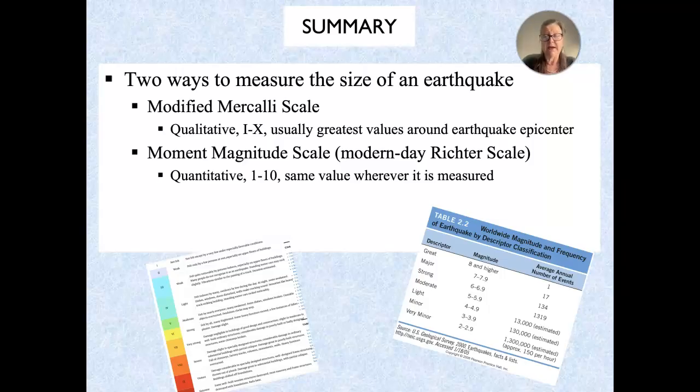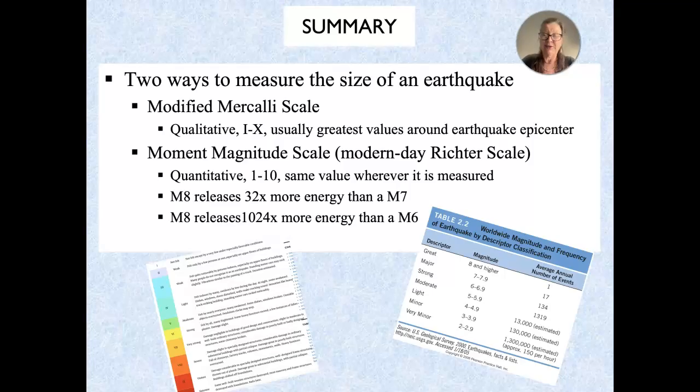So if there's an earthquake in California, let's say it's a magnitude 7, Japan would measure it on their instruments as a magnitude 7, and New York would measure it on their instruments as a magnitude 7. So the number would be the same everywhere. And remember that a magnitude 8 releases 32 times more energy than a magnitude 7, and 1,024 times more energy than a magnitude 6.